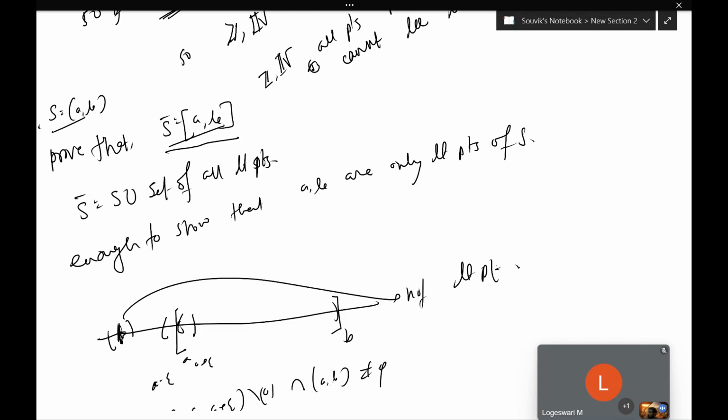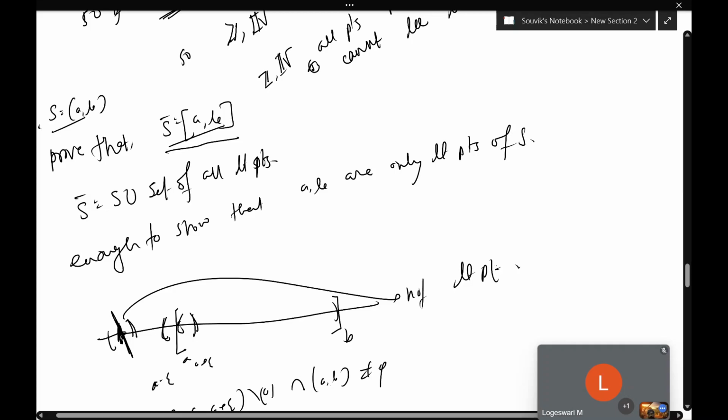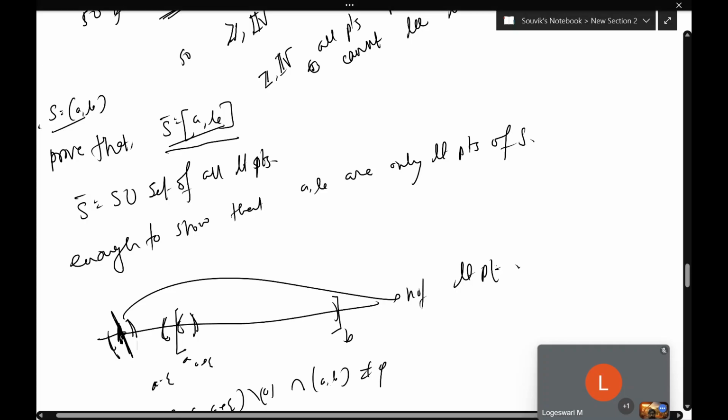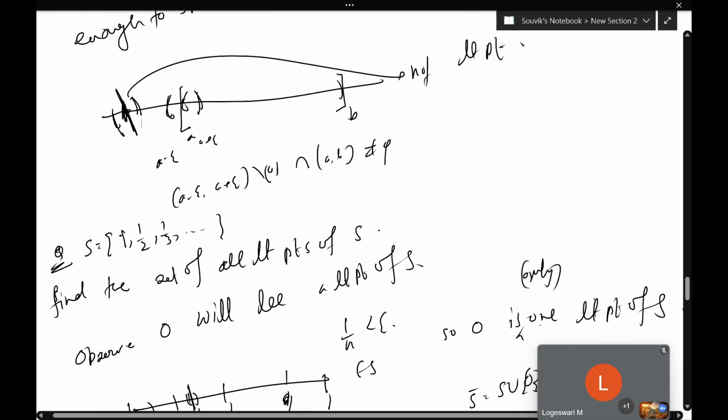First we prove that a and b are limit points. Here is a. Consider a very small epsilon neighborhood of a, and this neighborhood contains points of S other than a. Similarly for b, so a and b are the limit points of S. And if you take any point outside the closed interval [a, b], consider a small enough neighborhood, and this neighborhood does not even intersect S. So any point outside [a, b] is not a limit point. So the closure of S equals S union the set of all limit points, which is nothing but the closed interval [a, b].